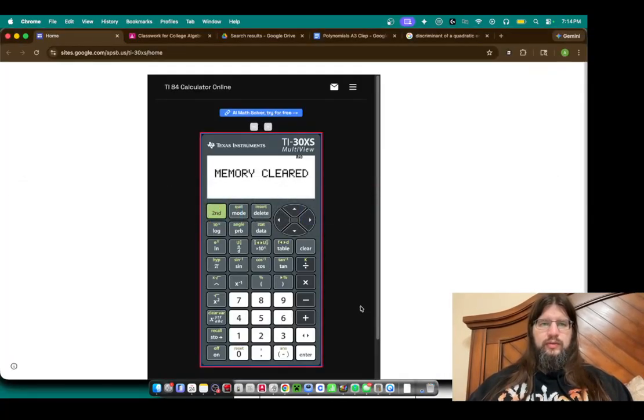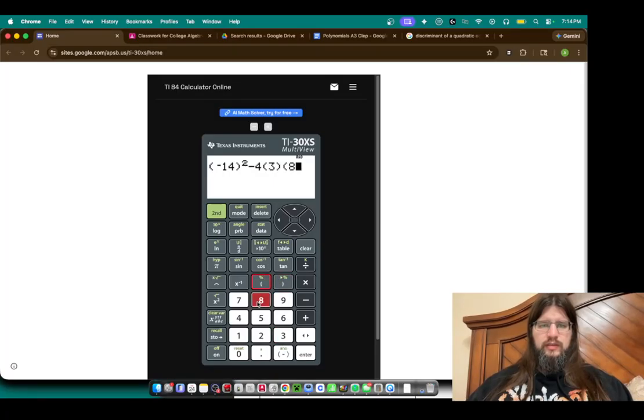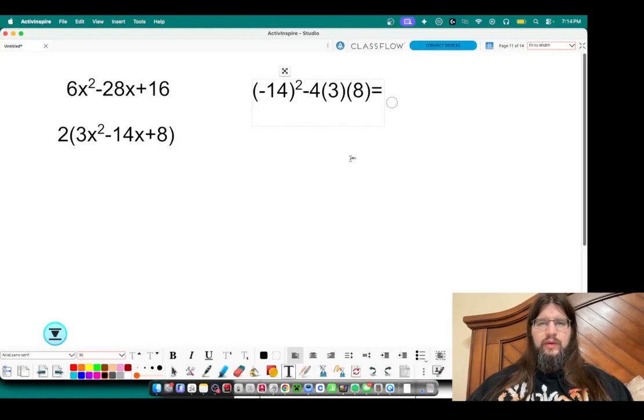Grab my calculator real quick. I have a terrible memory, so it's negative 14 squared minus 4, a is 3, c is 8. And that gives me 100. Well, we know if our discriminant is a positive perfect square, it can in fact be factored.